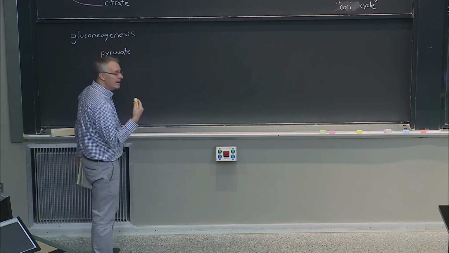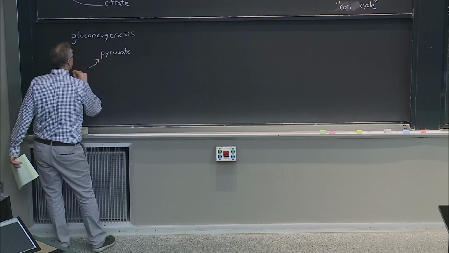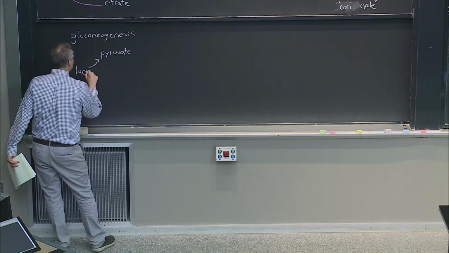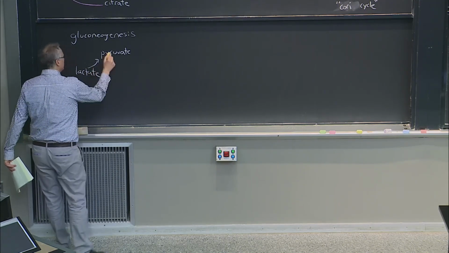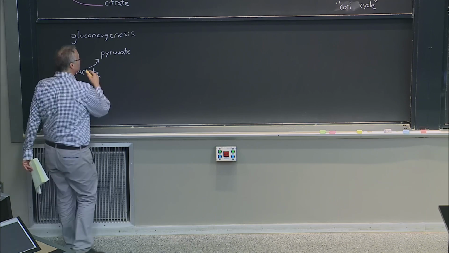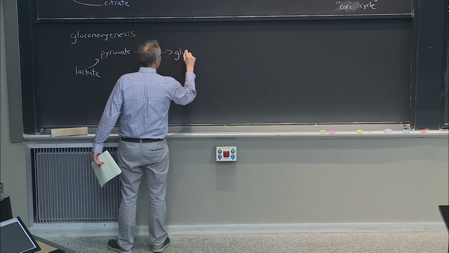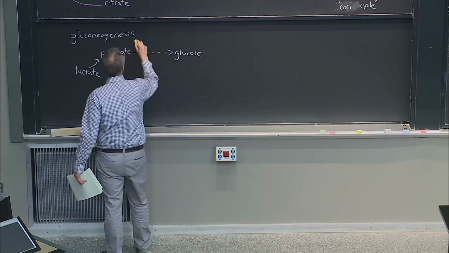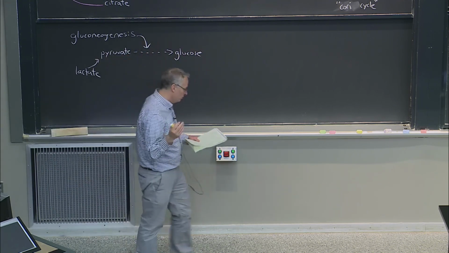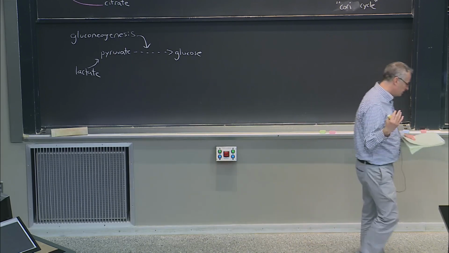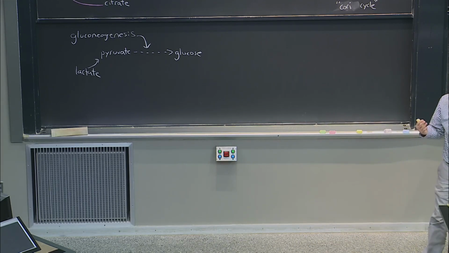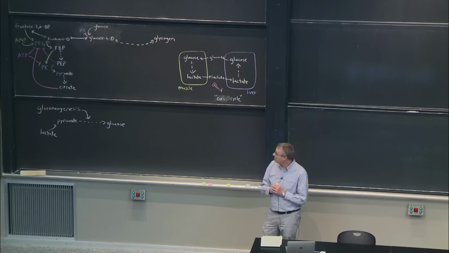or really anything else that can come into glycolysis. An example being lactate. This, of course, can happen by the lactate dehydrogenase reaction. And then once it has that pyruvate, turn that pyruvate into glucose. That's really what we're talking about when we're discussing gluconeogenesis. Now, how can we turn pyruvate into glucose?